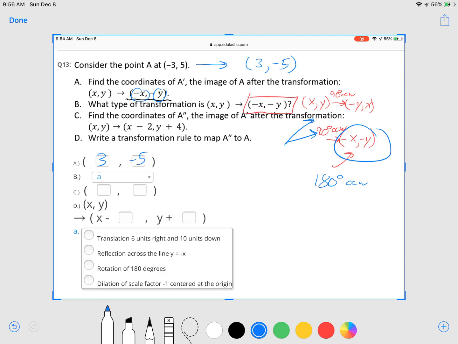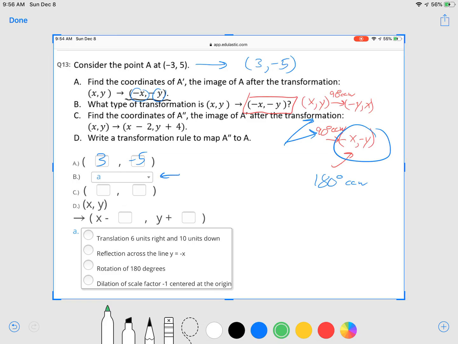So this kind of awkward way the options look, this little box here with an A, it just means to go look at list A down here at the bottom. So the options are these 4 options. And for us, it's a rotation of 180 degrees. So 180 degree rotation.